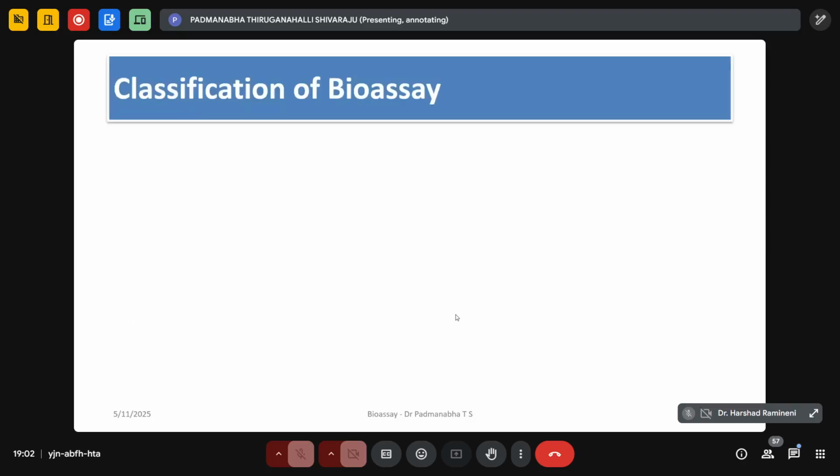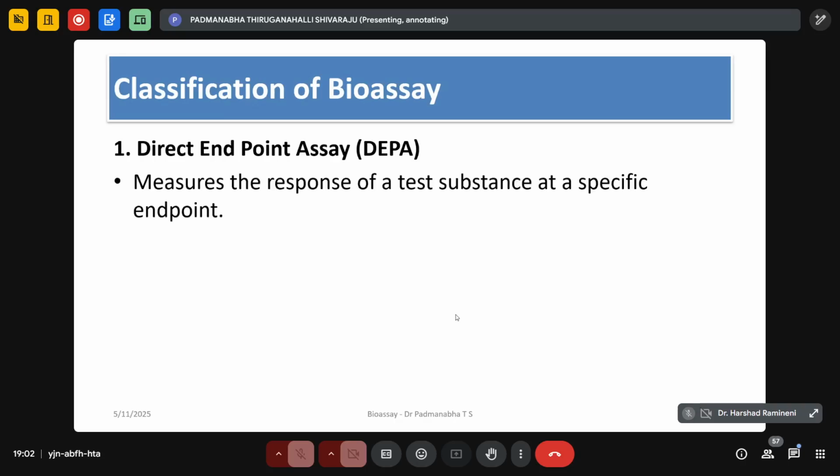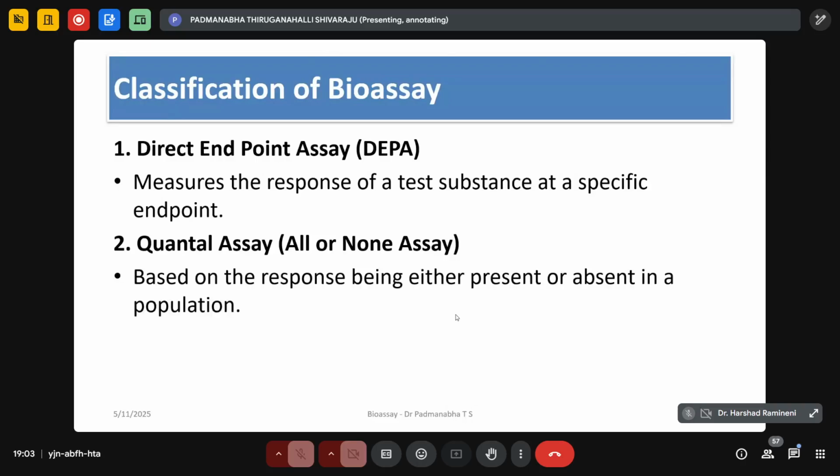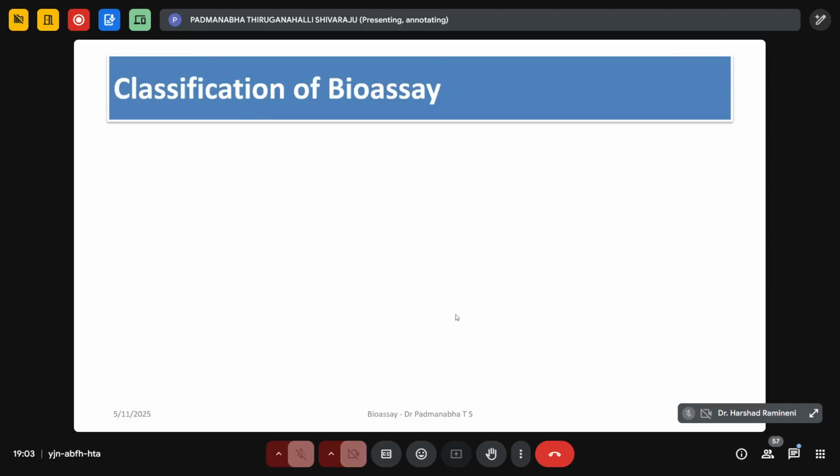So how do we classify the bioassay? We classify it into direct endpoint assay, which measures the response of tissue to a substance at a specific endpoint. So endpoints are set, and we check at what dose it will produce the response. That is the direct endpoint assay. And quantal assay is about the all or none phenomena, whether this drug produces a convulsion or not, whether this drug produces a hypoglycemia or not. We need to check a quantal assay based on the response being either present or absent in a population.